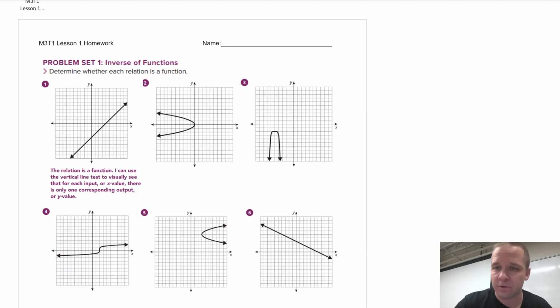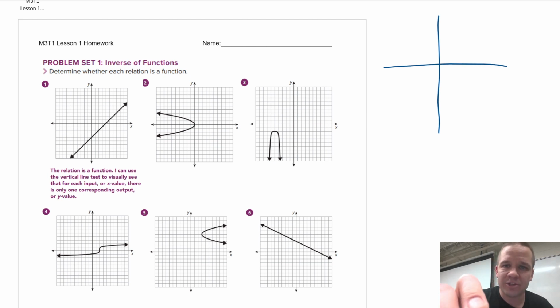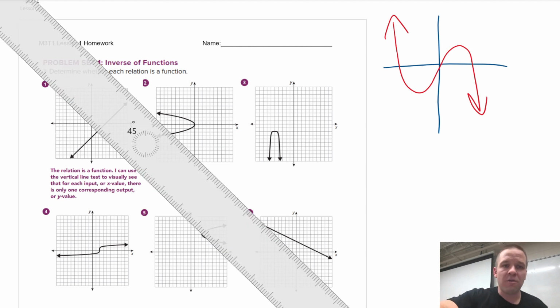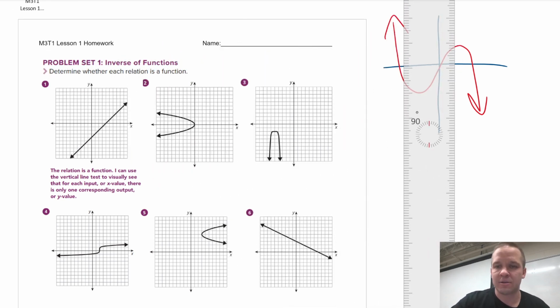If I have a graph here, let me draw one up, and let's say I have a negative cubic function. To tell if this is a function, well, we already know it's a function. We said it's a cubic function. It passes what's called the vertical line test.